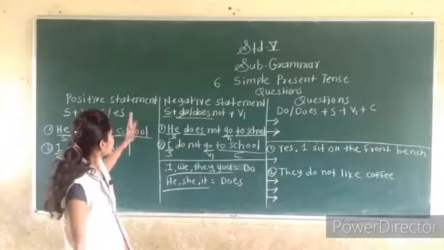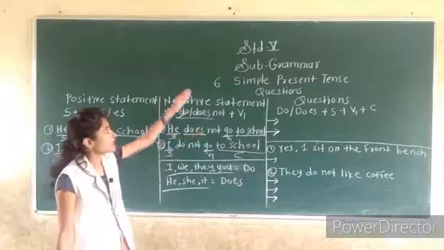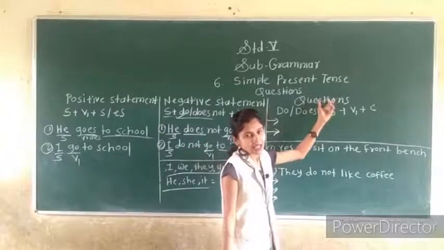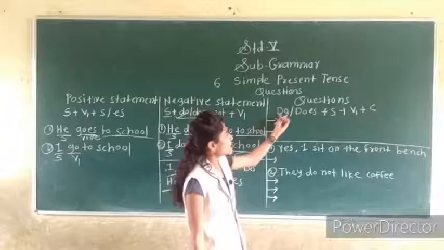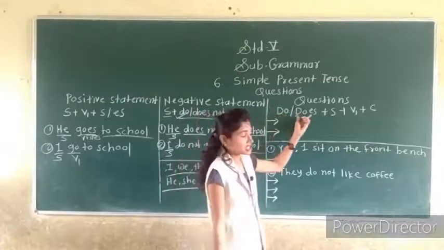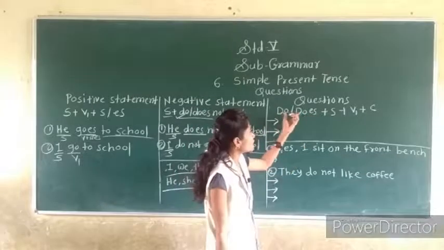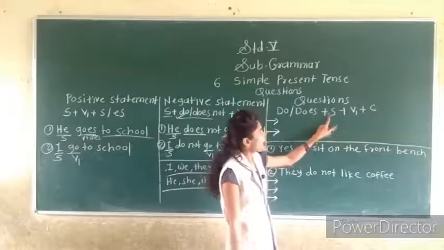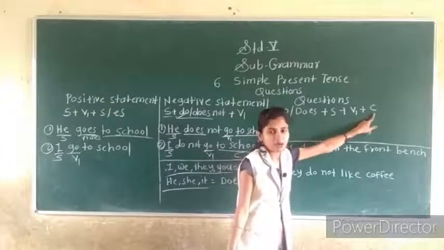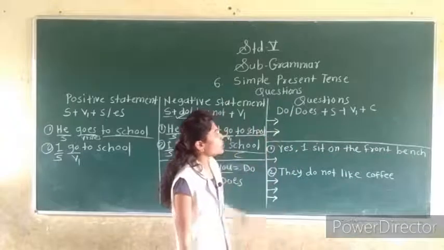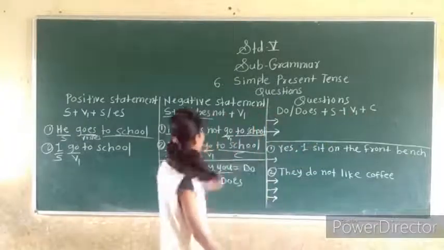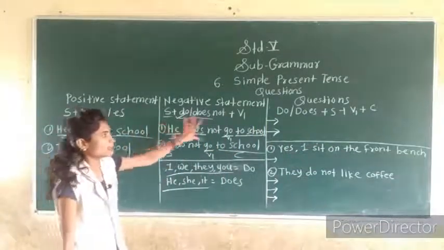So after positive statement and negative statement, in lesson number 6 we are going to learn how to make the question. Same, see now, the formula: first use do or does. If it is plural use do and if it is singular use does. First use do or does plus subject plus verb 1 plus complement, meaning the remaining part of the statement. So what is the formula? Do, does plus subject plus verb plus complement. So we are making these 2 statements into questions here.